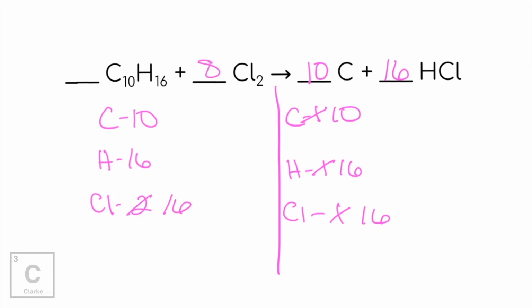If we go back and look at our coefficients, we've got a 1 here because that's an understood 1 when it's a blank. So 1, 8, 10, 16. Yes, these numbers are all even, so they're all divisible by 2, but we've got that 1 right there. Anytime you have a blank or a 1, you know you're in the lowest whole number ratio.